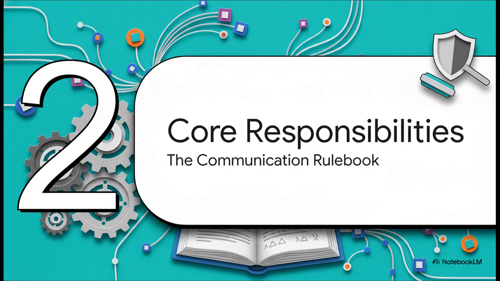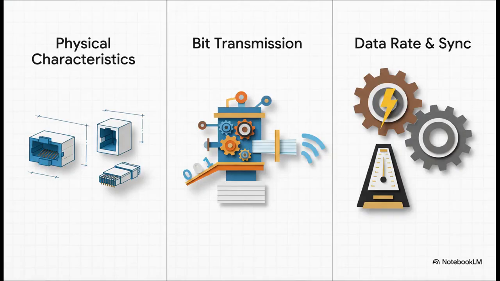So how on earth does it manage all this? Well, it all comes down to a really strict set of rules. You can think of this layer as the official rule book that every single piece of networking hardware on the planet has to follow to communicate. It really boils down to three main jobs.